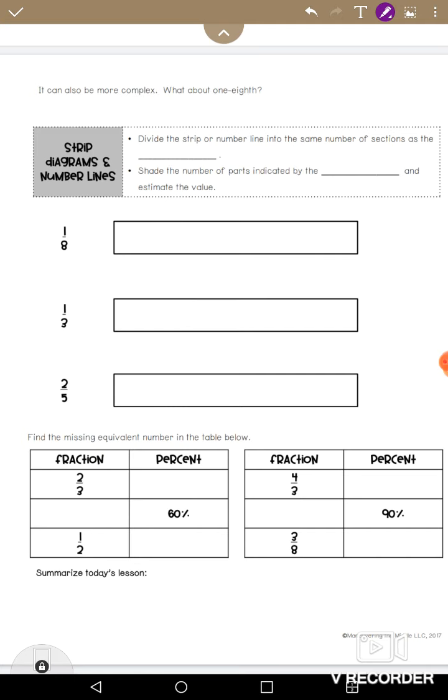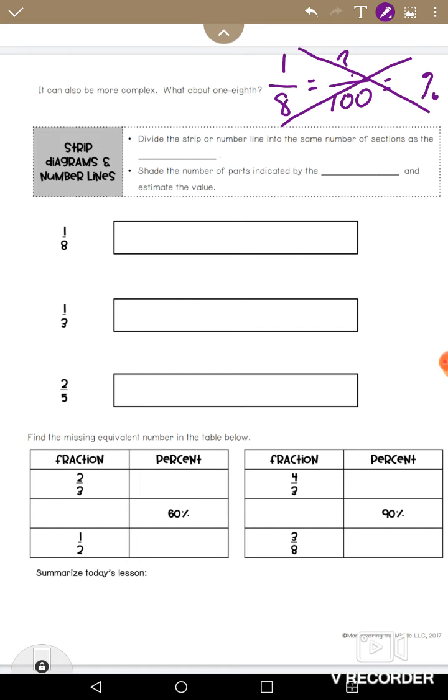What about 1/8? Well, if I have 1/8 and I try to get something to make 100 for my denominator, make an easy percent, what times 8 is going to equal 100? Nothing. So that's not going to help you. That strategy is not going to be easy. Okay, so we'll have to find another way to do that.